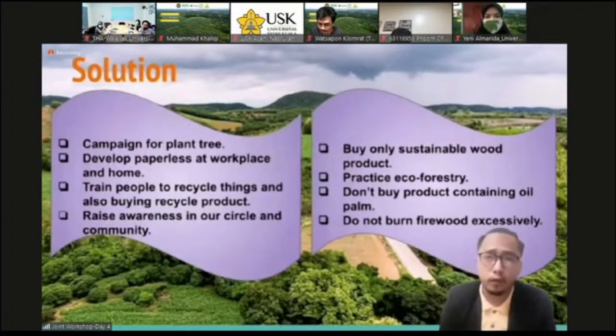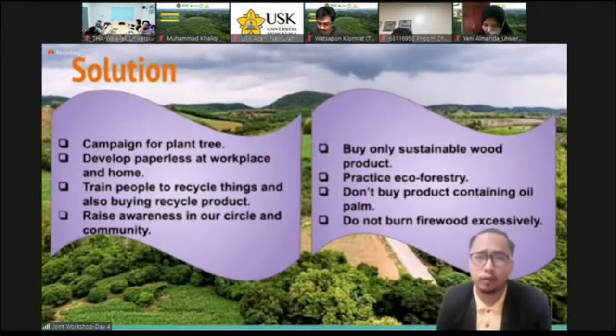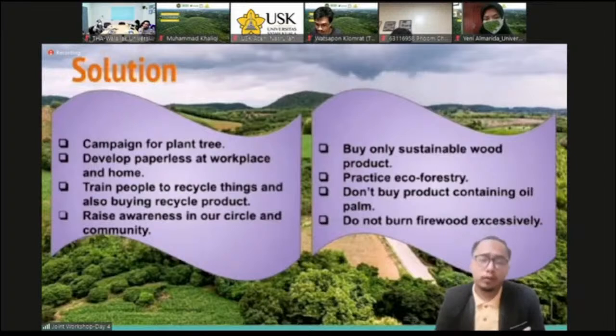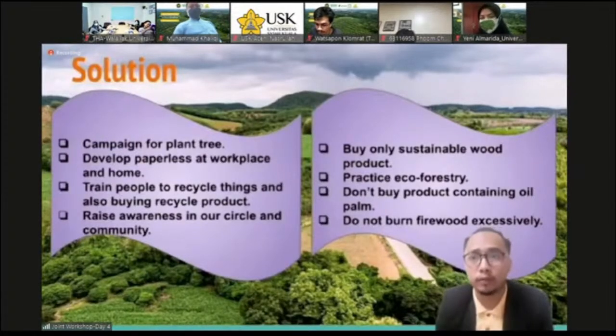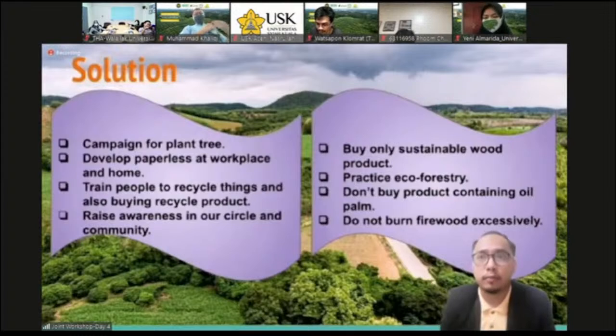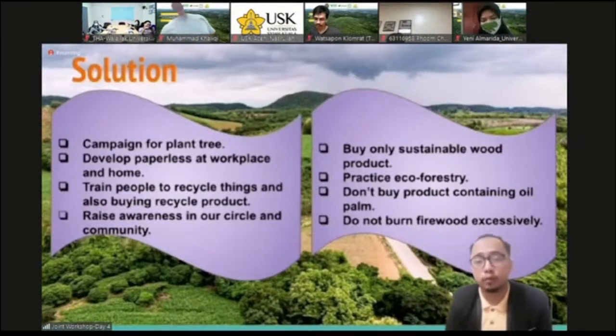Lastly, we can also avoid deforestation issues by not burning firewood excessively. If we want to make a fire in our fireplace, then we should burn the wood in sustainable ways that can manage the forest to naturally regenerate the firewood.